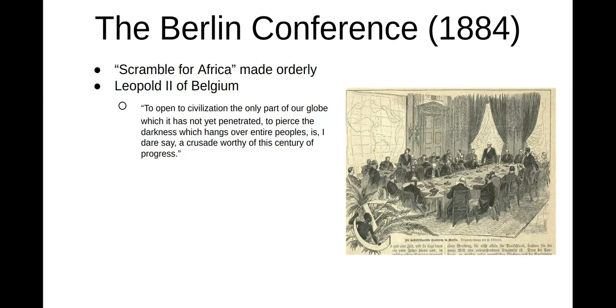And just in that quote, you can see many of the assumptions, right? Civilization, the only part of the globe which it has not yet penetrated, right? To open to civilization, European civilization, to pierce the darkness. Notice the use of color, right? To pierce the darkness. Supposedly, it was often called darkest Africa, right? Not only to refer to the color of the skin of many of the people who lived there, but also the kind of supposed veil of ignorance that existed over Africa, which hangs over entire peoples, is, I dare say, a crusade. Notice in there the use of the Christian term crusade.